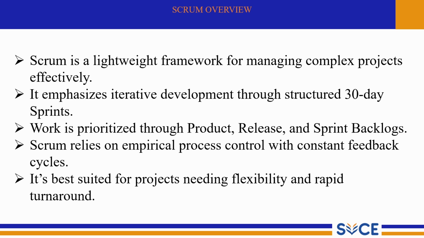Work is prioritized through the product, release and sprint backlog. So, we will see what a product backlog means. A master list of all features, enhancements and fixes is called the product backlog. A release backlog is a subset planned for a specific release. Sprint backlog is a list of tasks committed for the current sprint. These backlogs keep the team focused on delivering the highest value items first.